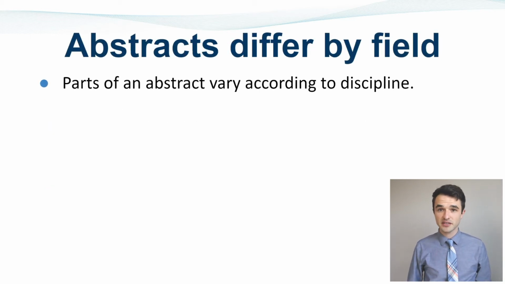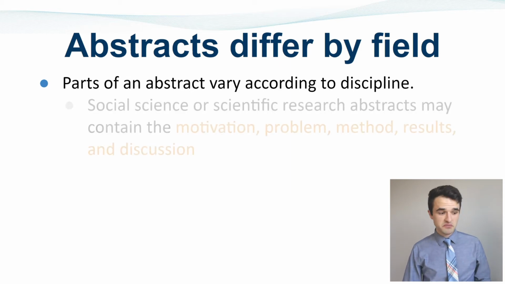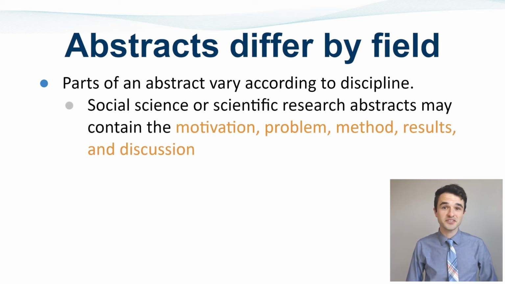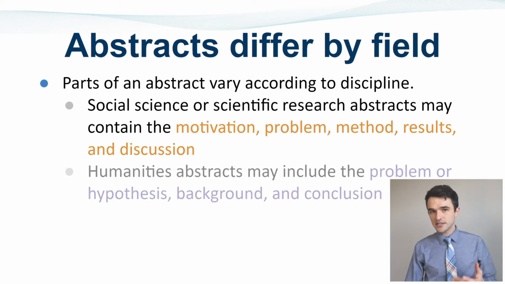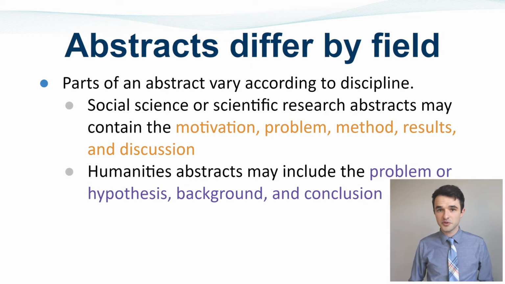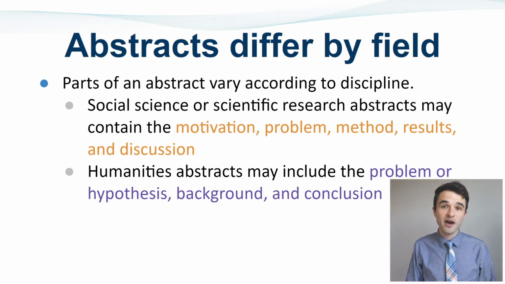Next, understand that abstracts differ by field. Parts of an abstract vary according to discipline. Social sciences or scientific research abstracts may contain the motivation, problem, results, and discussion. Humanities abstracts may include the problem or hypothesis, background, and conclusion. So when you're learning about what to include in your abstract, be sure to copy the structure of an abstract that is exactly in your field.